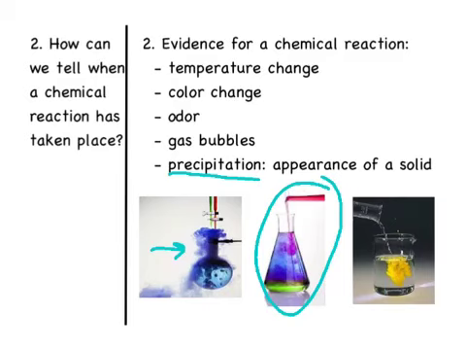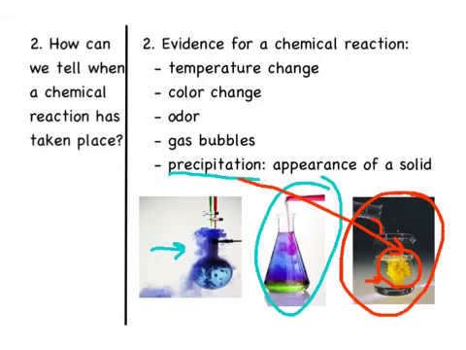A precipitation does not mean rain. It basically means an appearance of a solid. If we take a look at this last example right here, we can see that there's a liquid going into another clear liquid, but as they pour together, a chemical reaction takes place, and we get this cloudy yellow stuff. That's what we call a precipitation. So those are 5 ways that we can see that a chemical reaction has indeed occurred.